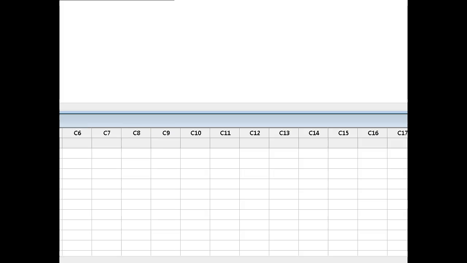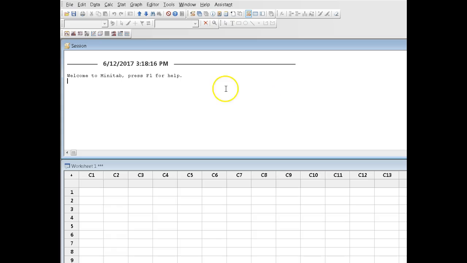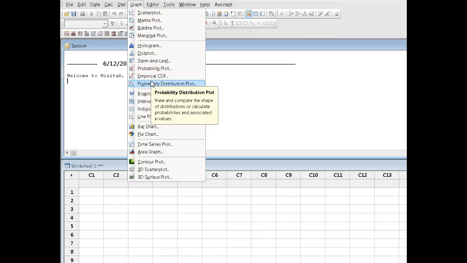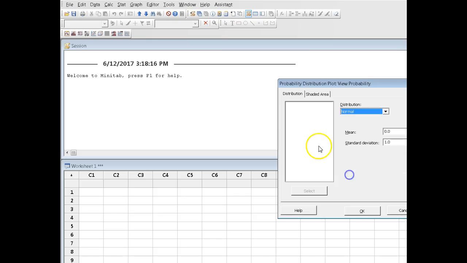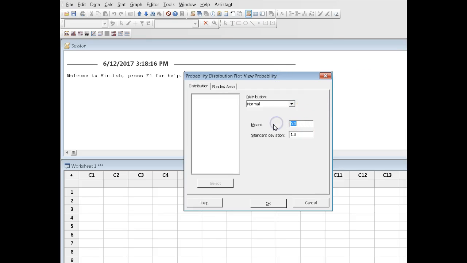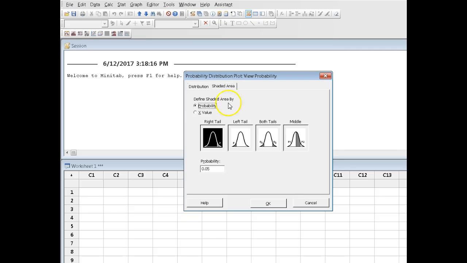Let's go back in here. Again, going into Graph, Probability Distribution Plot, view my probability. The average test score was 540 for this population with a standard deviation of 60. This time we are actually going to give it probability. Probability represents area under the curve. What is that area under the curve? It's 10%, and areas have to be expressed as decimals, so it'll be 0.1.